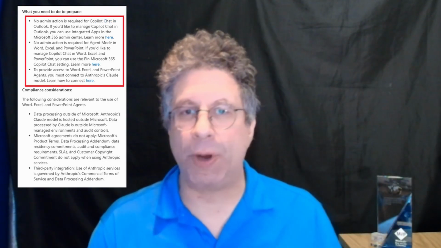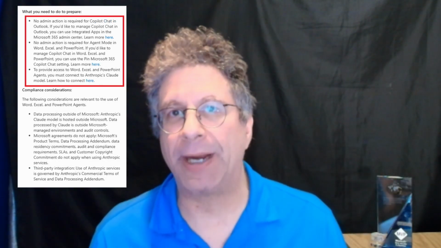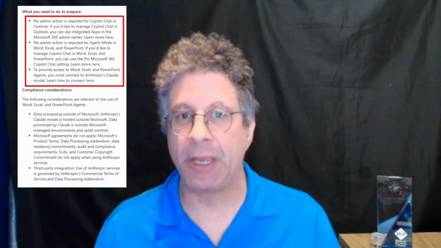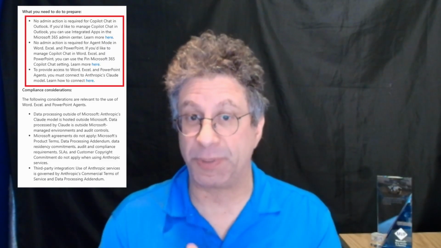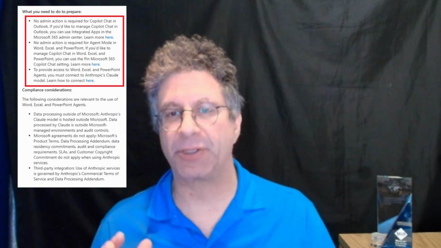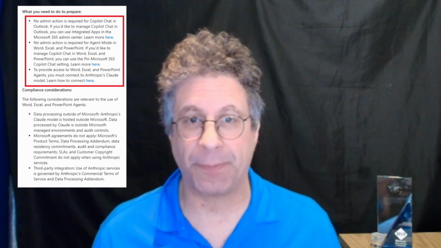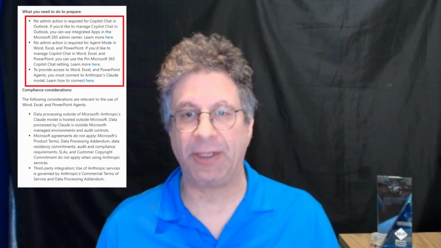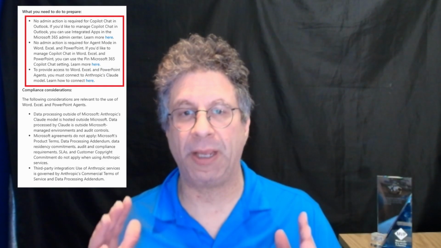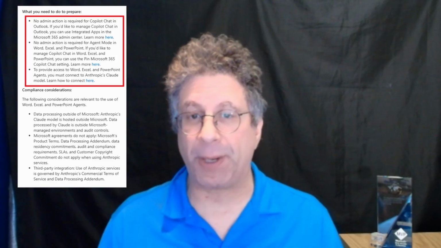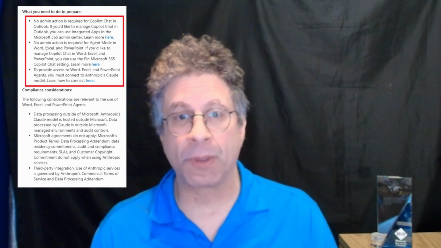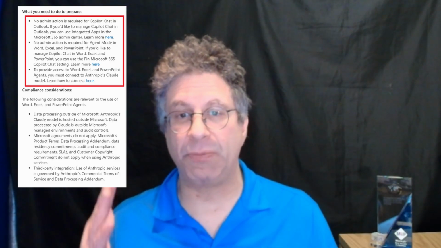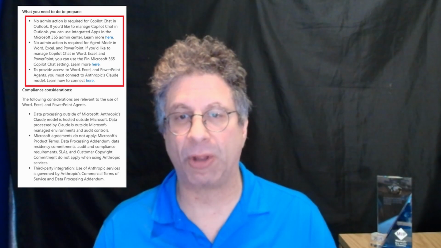When this is released, no admin actions are going to be required. It's going to be already turned on. However, if you would like to manage how it's working, for Copilot Chat in Outlook specifically, you can use the integrated apps in the Microsoft 365 Admin Center. When it comes to agent mode in Word, Excel, and PowerPoint, if you'd like to manage that, you're going to have to do that through the Microsoft 365 Copilot Chat settings as well. And then lastly, to provide access to Word, Excel, and PowerPoint agents, you must connect to Anthropic's Claude model.